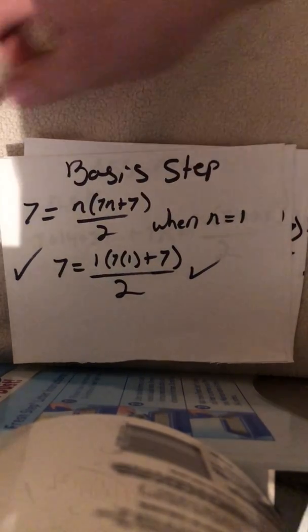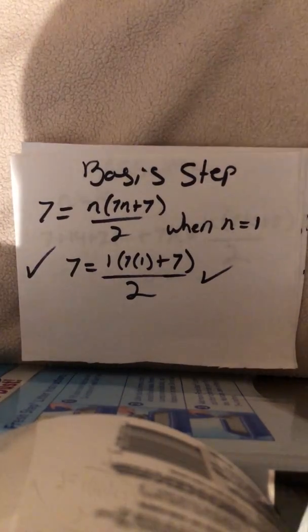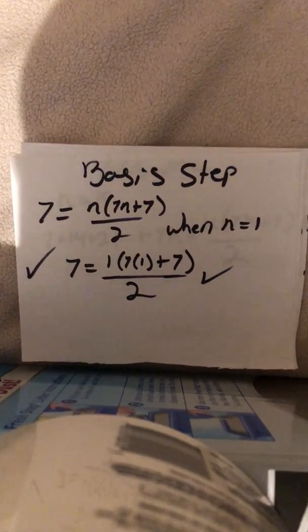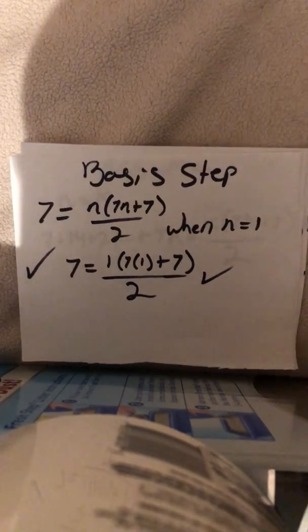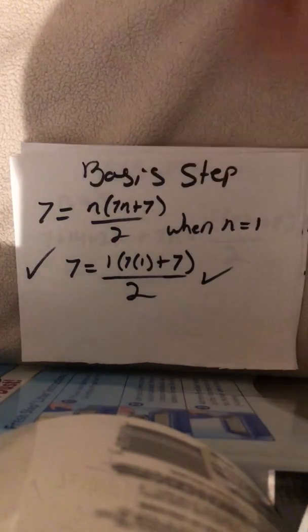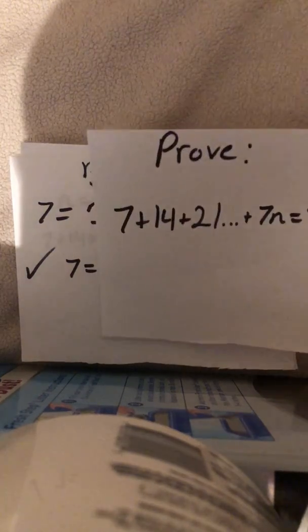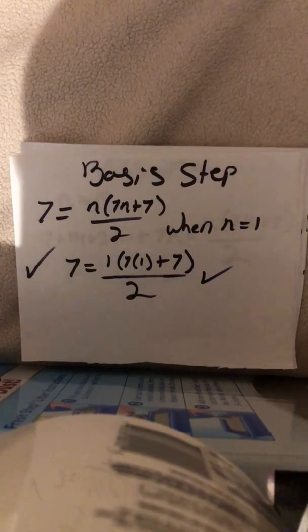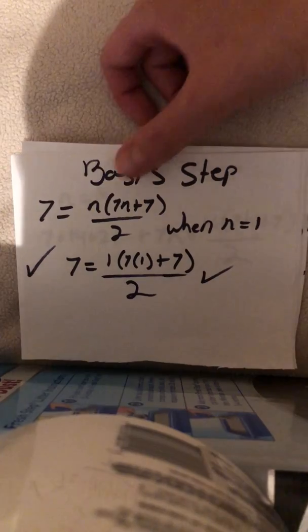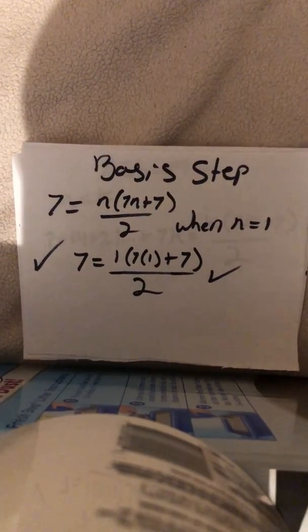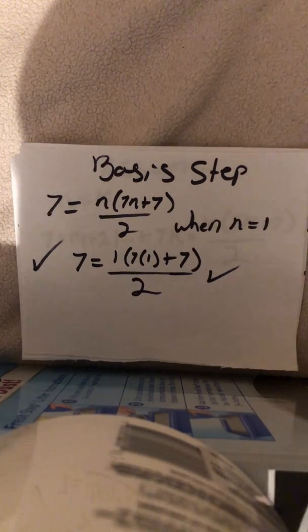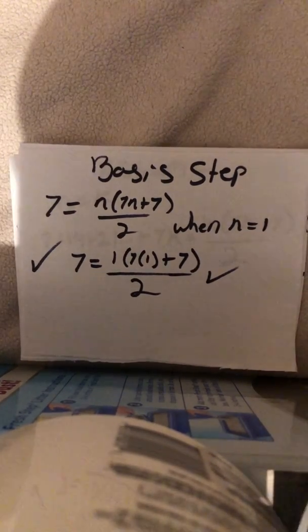So our first step is called the basis step, and we're going to prove that in the simplest case, our left-hand side equals our right-hand side. So we're going to take the first term of this sequence, which is 7, and set it equal to the right-hand side, n times (7n plus 7) over 2, and see if it works when n is equal to 1.